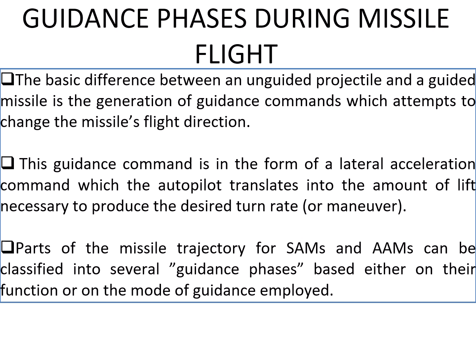The missile trajectory for the surface-to-air missile and air-to-air missile can be classified into several guidance phases. For all the guidance phases, we will not need to employ the same guidance strategy. In the initial phase our objective is different, so we employ a different strategy. In the terminal phase our objective is different, so we employ a different guidance strategy.